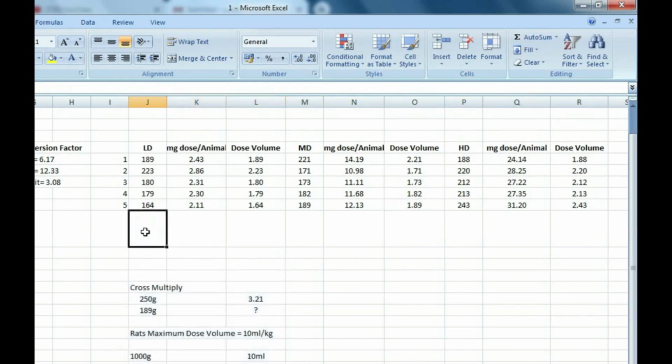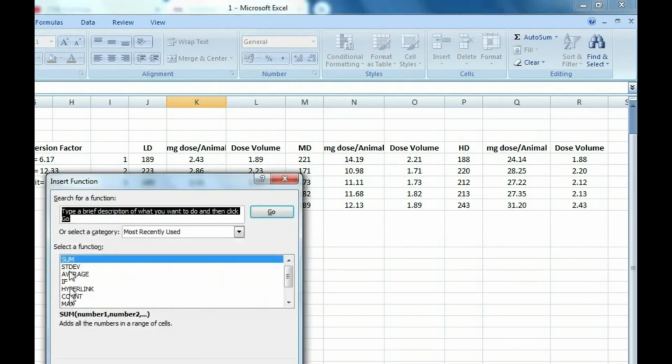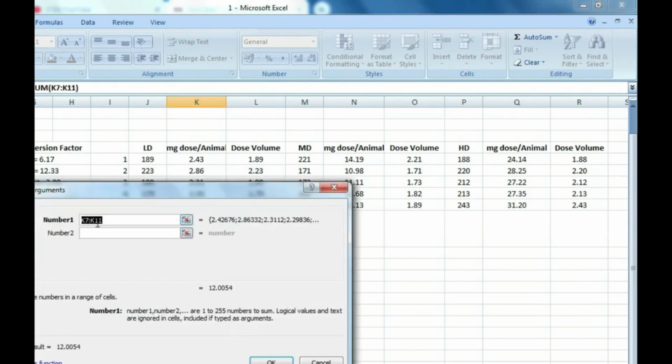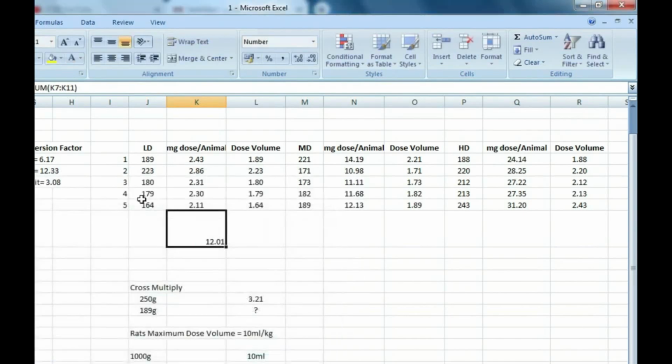So here we will sum these all, and we will use the formula equal to and this sum option, and we will choose all the content of that, and then accordingly we will do for dose volume. So here we can see in 9.35 ml we have 12.01 mg we have to add to make a stock solution. So now we have to do cross multiplication to back it up to 20 ml.